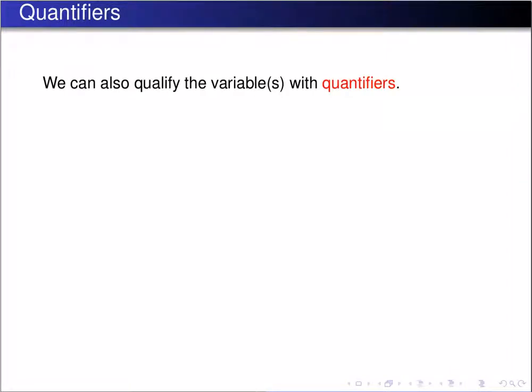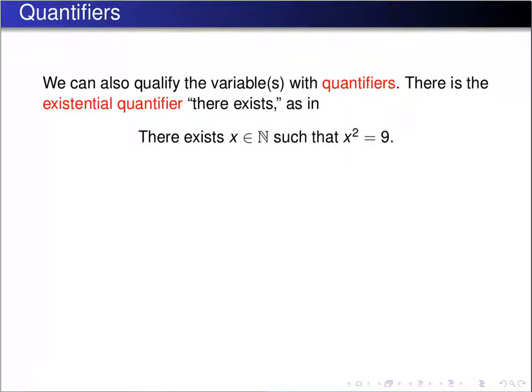We're going to focus mostly though on quantifiers. We can also qualify variables with what are called quantifiers. There are two quantifiers. There's the existential quantifier, which is the phrase there exists, as in there exists x in the natural numbers such that x squared equals 9. Notice that the phrase there exists is followed by a clause and then the phrase such that. That's the typical grammar that's used. That becomes a true logical statement if we make that statement.